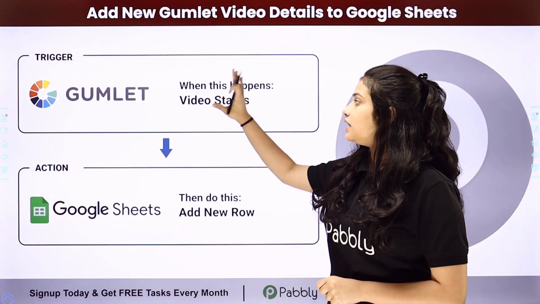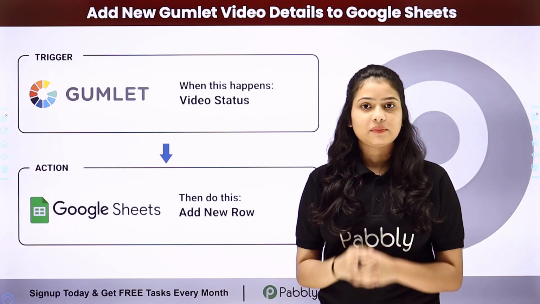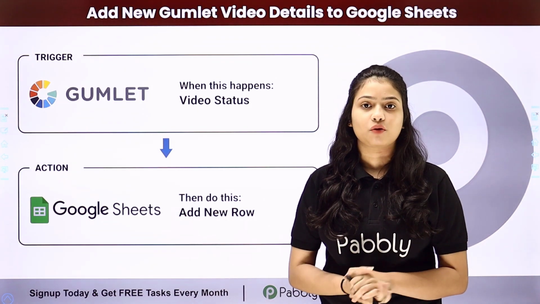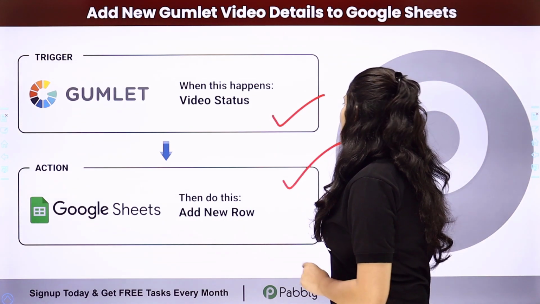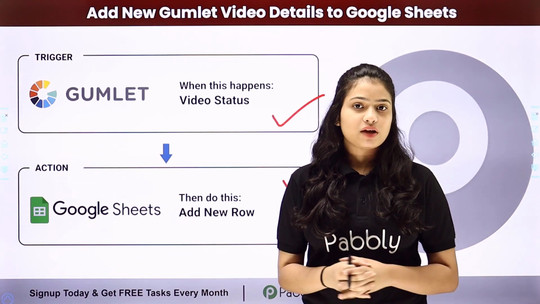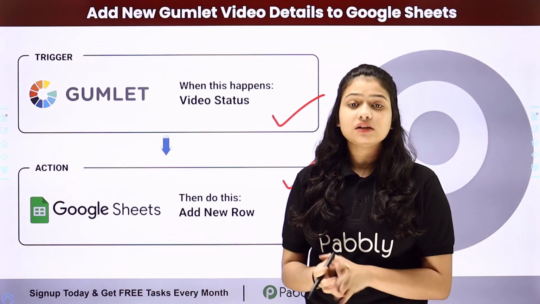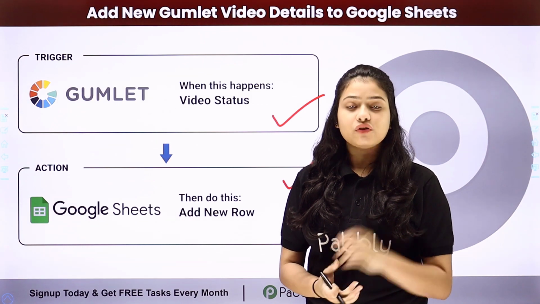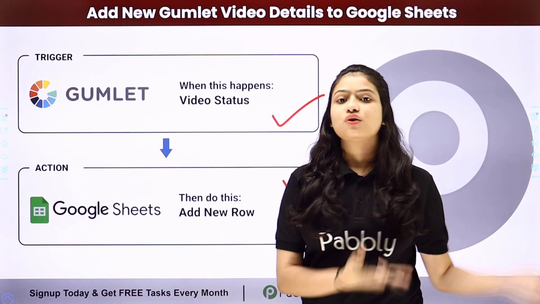For that we will have to integrate Gumlet with Google Sheets, and for that we are going to use Pabbly Connect, which is an amazing automation and integration platform. Now what we are going to do, we have Gumlet in our trigger and Google Sheets in our action. So we will be connecting both of them by using Pabbly Connect in such a way that as soon as a new video is uploaded on Gumlet, automatically the details of that video will be added in our Google Sheet. And to learn this entire process step by step, let me take you all to my screen.